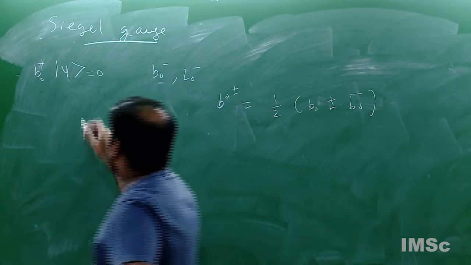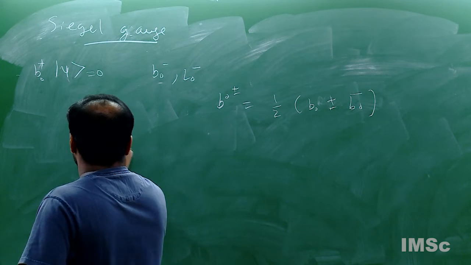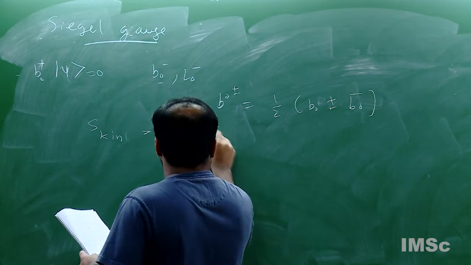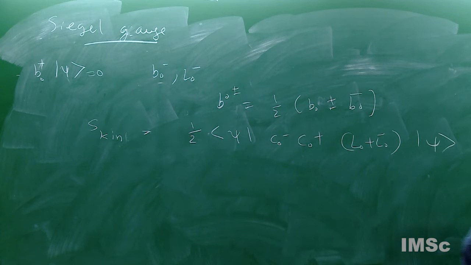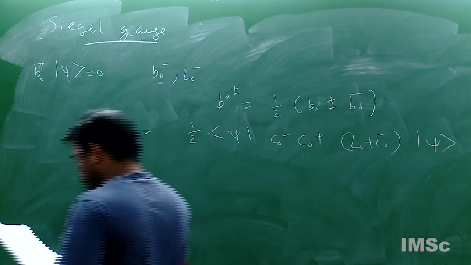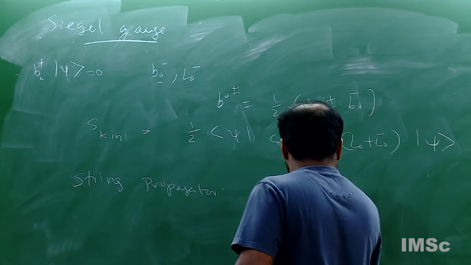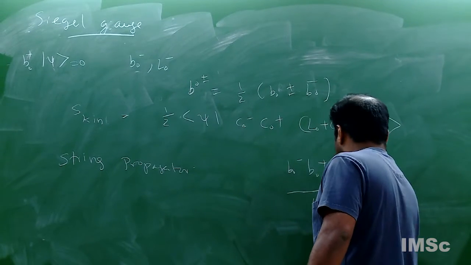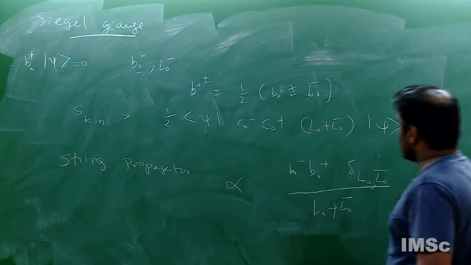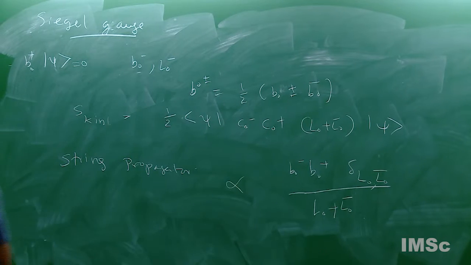And if you choose to work with Siegel gauge, you can find the form of the propagator or the kinetic term. The kinetic term will take the following form: half of psi C0 minus C0 plus L0 plus psi. So this is the kinetic term in Siegel gauge. If you choose some other gauge, then the kinetic term might be really different. And this means that the string propagator in Siegel gauge looks like B0 minus B0 plus times delta of L0 bar, which is the level matching condition, divided by L0 plus. So the string propagator in Siegel gauge looks like this. So this is the algebraic part of string field theory.